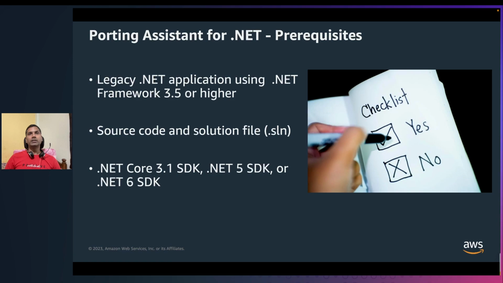There are some prerequisites which you should be aware of before using the Porting Assistant for .NET tool. It doesn't support all .NET Framework versions. It can help you port applications with .NET Framework version 3.5 or higher. So, if your application uses an older version of .NET Framework, then you need to upgrade to .NET 3.5 or higher before porting it with this tool. You should have access to your source code and solution file in order to use this tool. You will be required to have both sides of the runtime installed in the system where you are porting it.